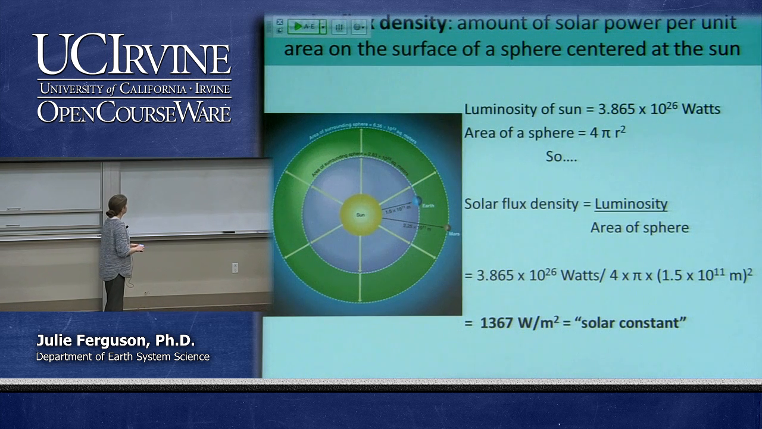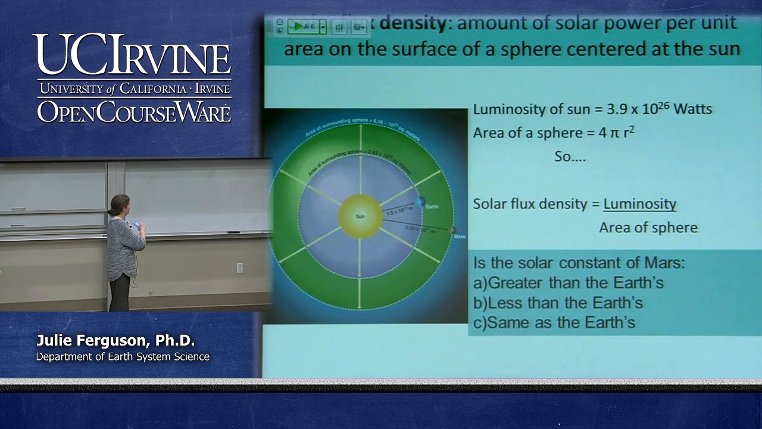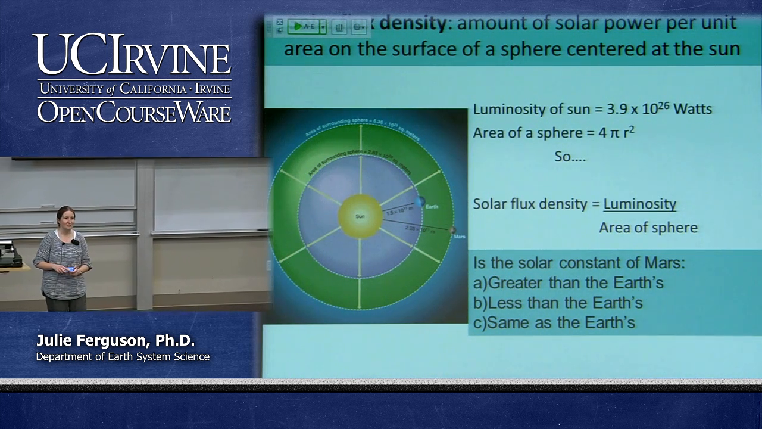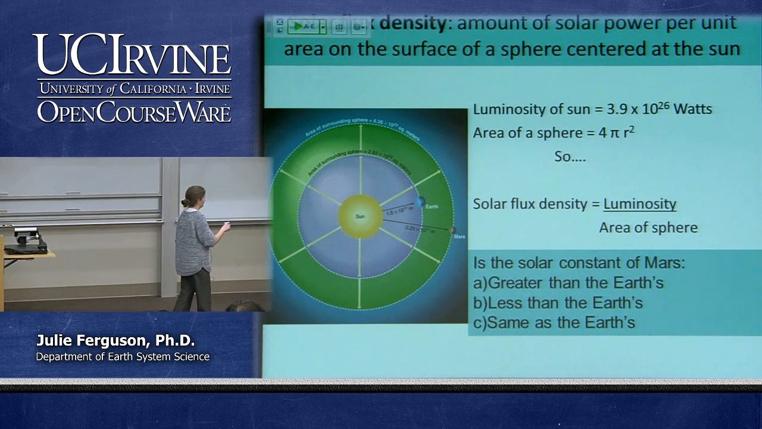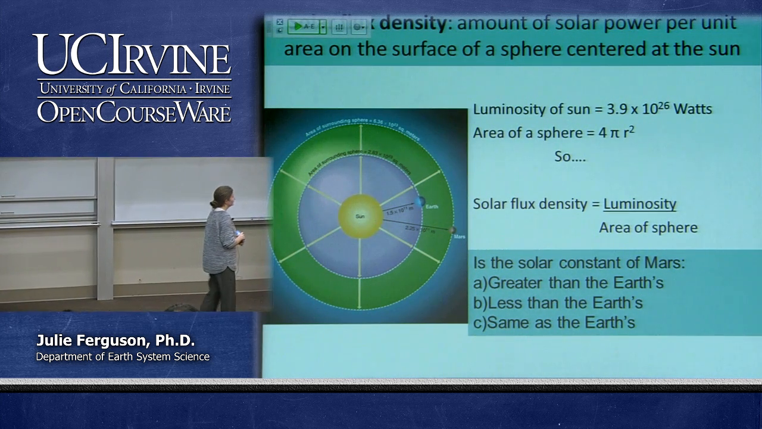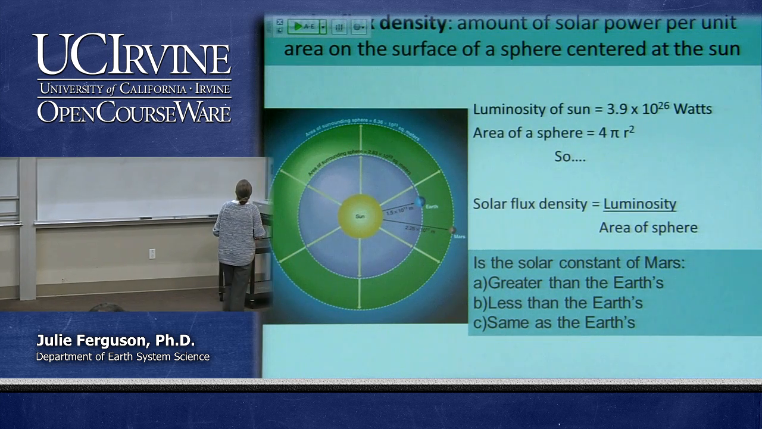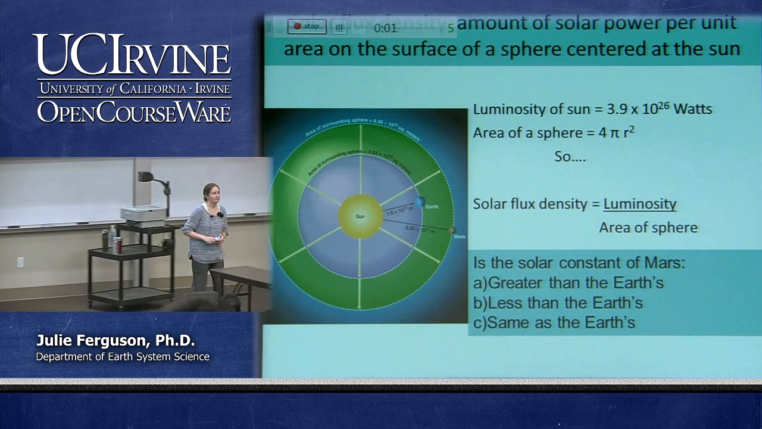Okay? So prove to me that you've been following what I've been saying. Is the solar constant of Mars going to be greater than the Earth's, less than the Earth's, or the same as the Earth's? So think about it for a second, consult your neighbour, and then when you've thought about it, let me know what you think.